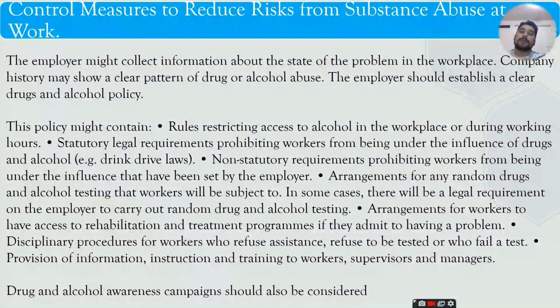And that policy should be properly communicated and trained to the employees: what is substance abuse at work, how they have to avoid it, what is the risk involved, what control measures are implemented, and what they have to do, what their roles and responsibilities are towards the substance abuse at work policy.